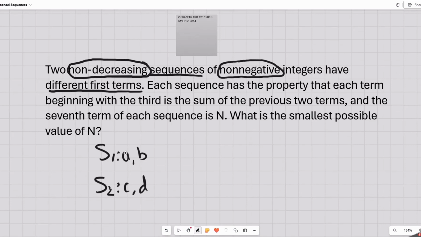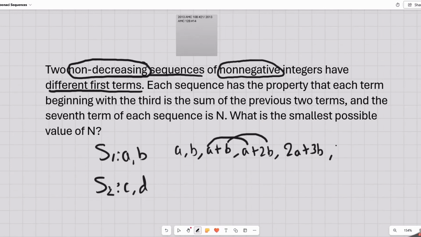So for sequence 1, we see that the first term is A, the second term is B. The third term would be the sum of these two, so it's A plus B. The fourth term would be A plus 2B. The fifth term would be 2A plus 3B. We can see that by just adding these terms. So it'd be 2A plus 3B.